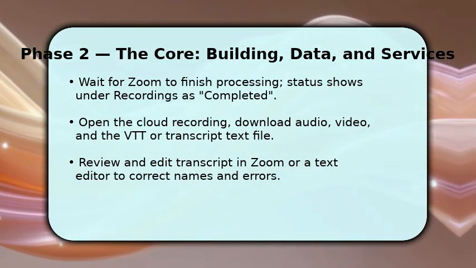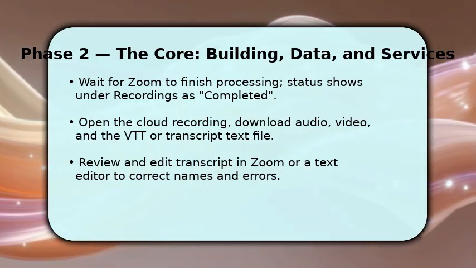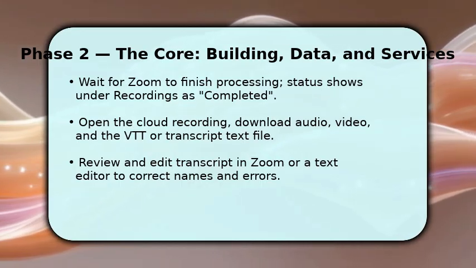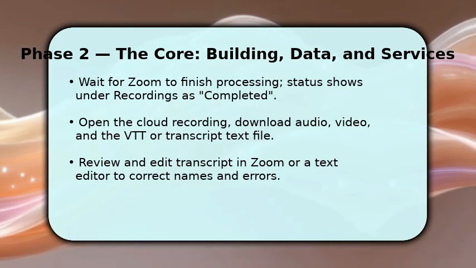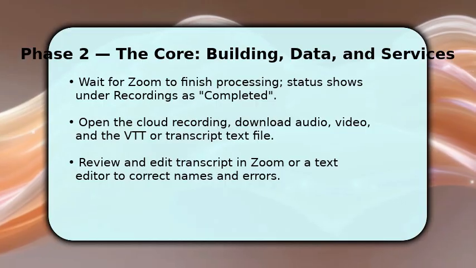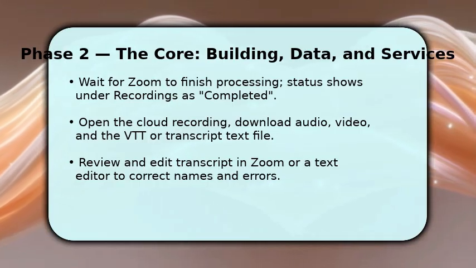You go to Recordings in the Zoom web portal, find the session, and click the recording to view files. Download the VTT or Transcript.txt for local editing, or use Zoom's built-in editor to fix speaker labels and misheard words. Make sure to play audio while editing, because automated captions can mistranscribe technical terms and names.